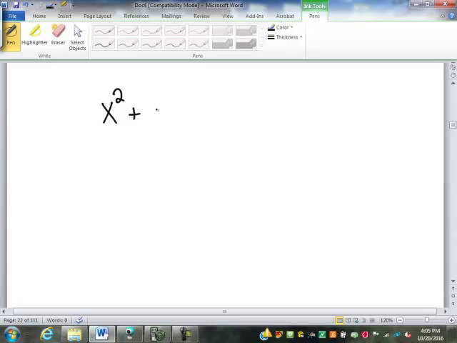Let's do x squared plus 4x plus 3. That was actually relatively simple. So there is no greatest common factor. There is no common factor. So we're going to do this FOIL in reverse.